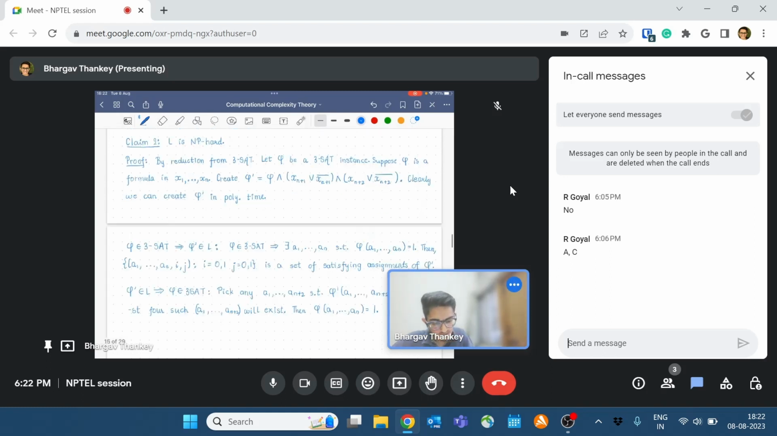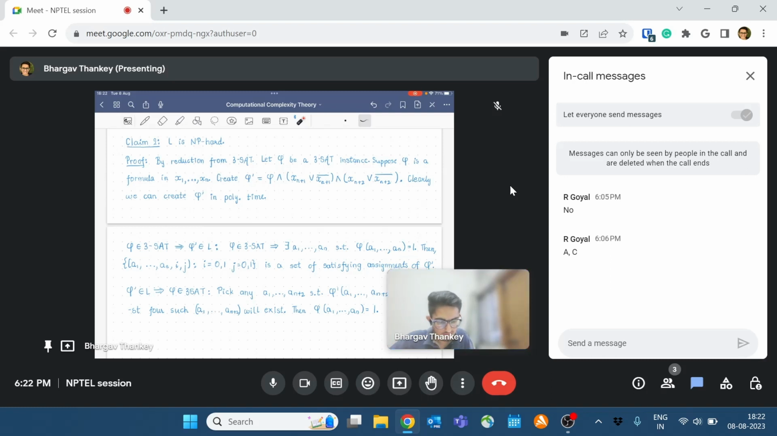Why? Because A(N+1) and A(N+2) are for these two clauses. But if phi prime is true at A1 to A(N+2), that means that this, which does not contain x(n+1) or x(n+2), must also be true, right? But since this only contains x1 to xn, phi evaluated at A1 to AN must be true. Is this fine?